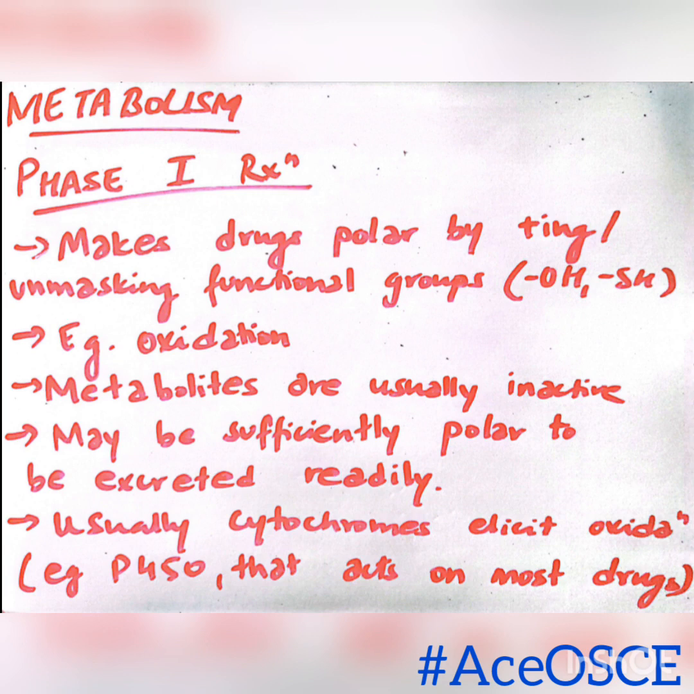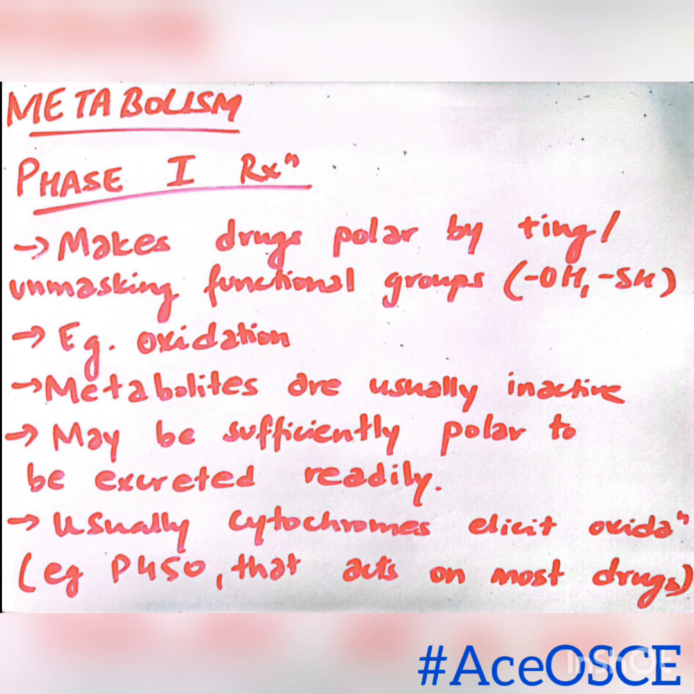Now, metabolism for phase 1 reactions first of all makes the drug polar by either adding or unmasking functional groups such as OH and SH. The most important in this case is oxidation. The metabolites are usually inactive. Of course, there are exceptions in which case some drugs may actually be metabolized to form the active drug, but this is more like a generalized statement. After this phase, the drugs are usually sufficiently polar to be excreted readily, and usually cytochromes elicit oxidation.